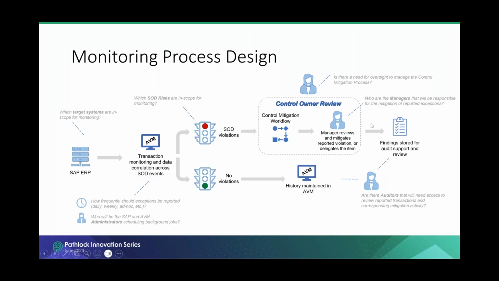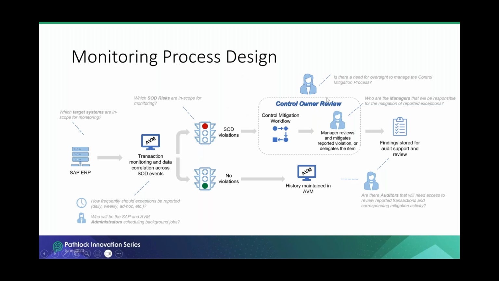And then, once all that activity is performed and the mitigation and the review of these exceptions is documented, it's all again stored in AVM for your auditors to be able to see. Anyone else involved with the process can go in and review the comments and attachments that were uploaded as part of the mitigation review for the future.